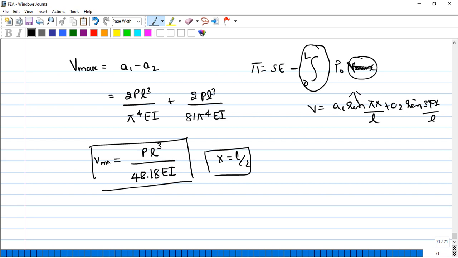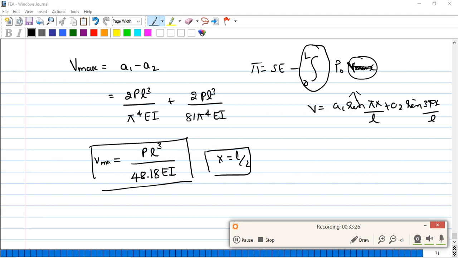So this will be the last topic in module 1. In the next class I will consider module 2, where we shall find the stiffness matrix of a bar, and we shall do numerical problems on that. Let me stop my recording here.